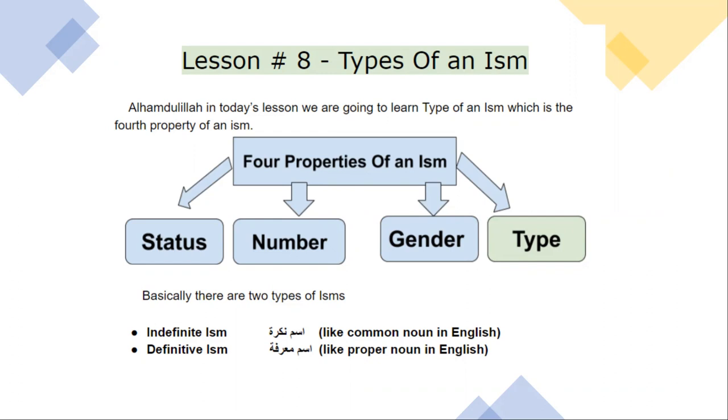So what is type of ism? Ism can be a common one, or a particular, specific, proper one. Like we have specific names like Asma, Khalid, Bilal. So these are specific names. And in the same way, Asma can be a girl or a woman. So girl and woman is common, as we know in English.